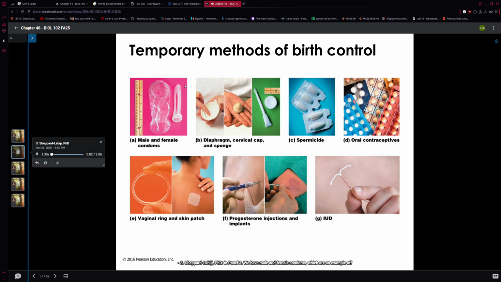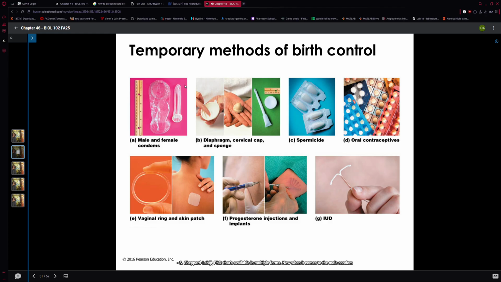In panel A, we have male and female condoms, which are an example of barrier methods. And so a barrier method is designed to prevent sperm from getting into the vagina or beyond the vagina. And the barrier method, or these condoms, are most effective when used with a chemical spermicide. And that's available in multiple forms.